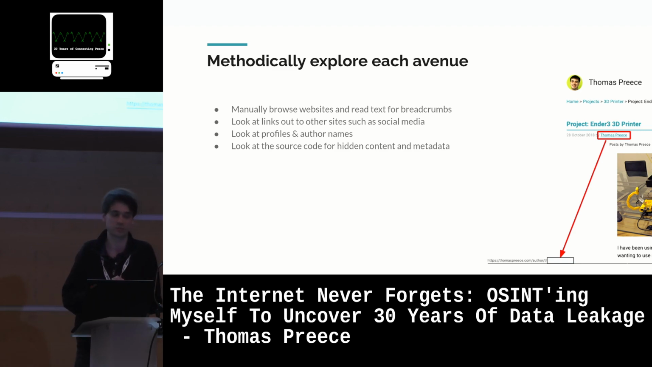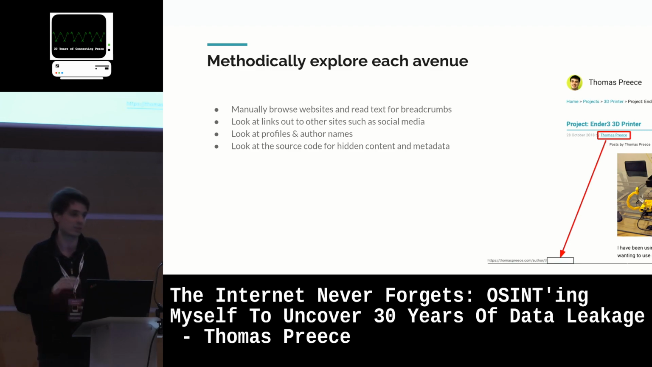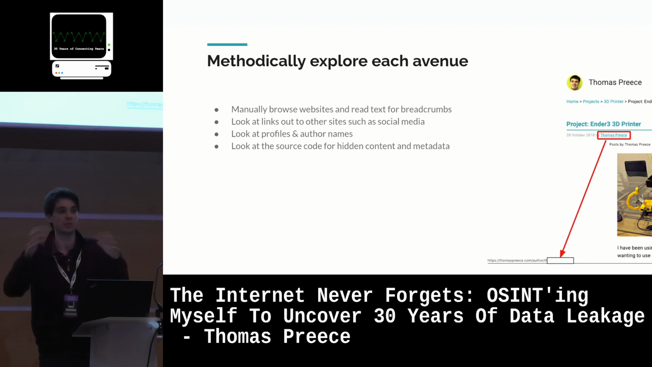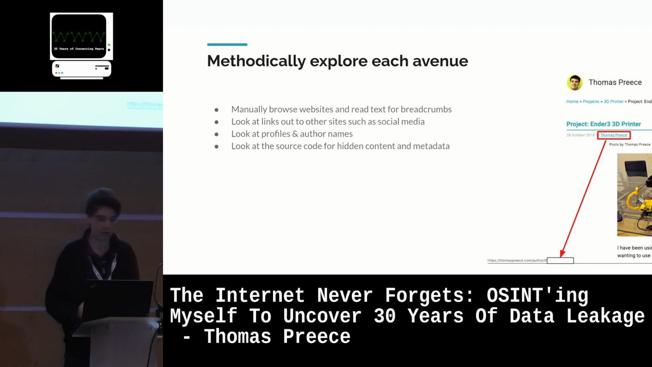You're looking for alternative profiles, alternative aliases, email addresses, all that kind of good stuff, because you can then use those details to pivot and find other things. Also, source code, hidden content, and metadata that's just in there is always really good as well.